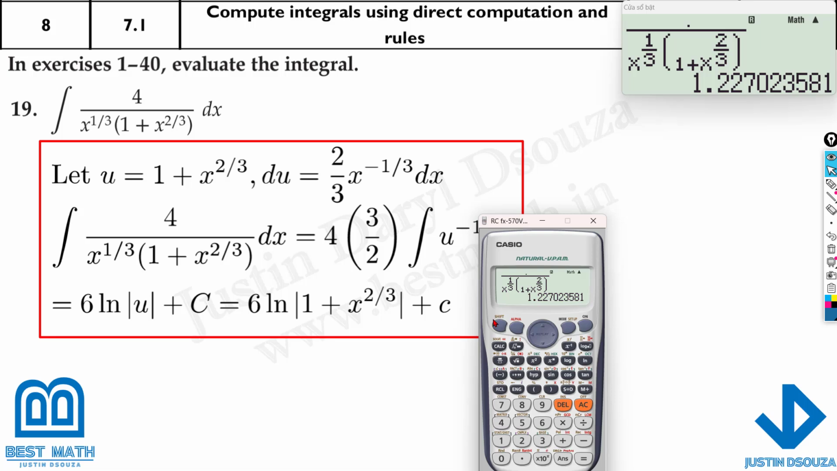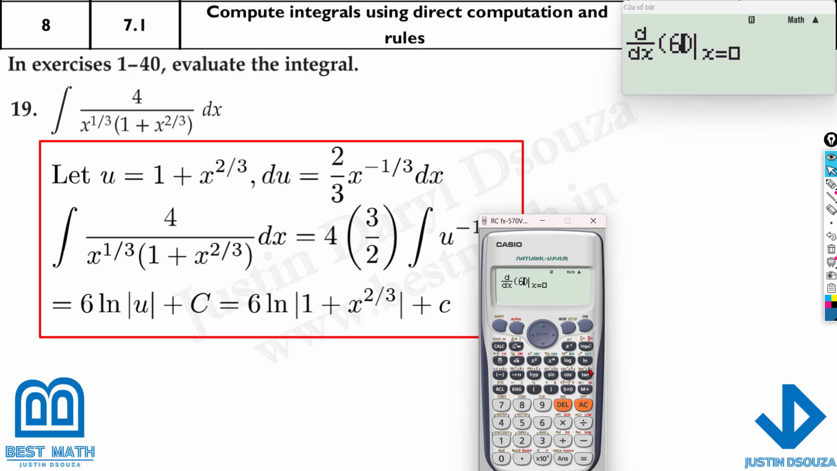Now this entire answer must give us the same. See over here, this is the answer. It was done by u substitution, and then over here we get the answer. So shift dy by dx, 6 natural logarithm. Make sure you press shift and absolute value. Now 1 plus x power 2, divided by 3.